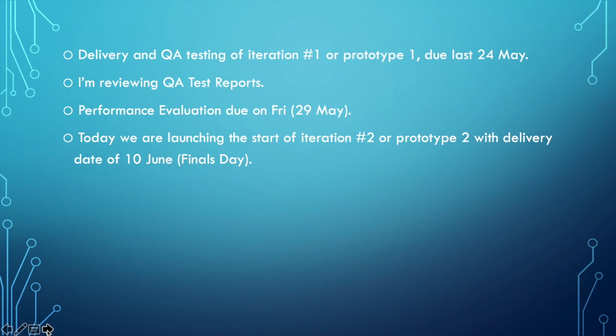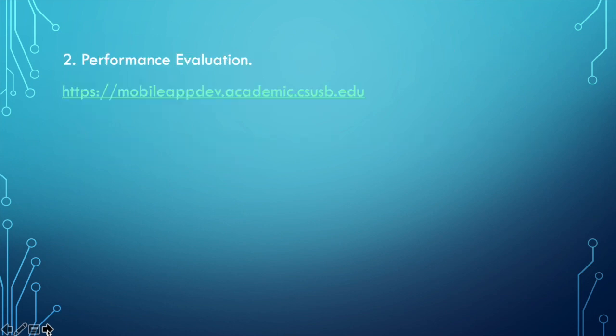And today is a significant milestone in our software process. Today we are launching the start of iteration number 2 or prototype 2 with a delivery date of the 10th of June, which is finals day. So we're coming to the close of the spring quarter, which will culminate in the delivery of your iteration 2 or prototype number 2 on finals day.